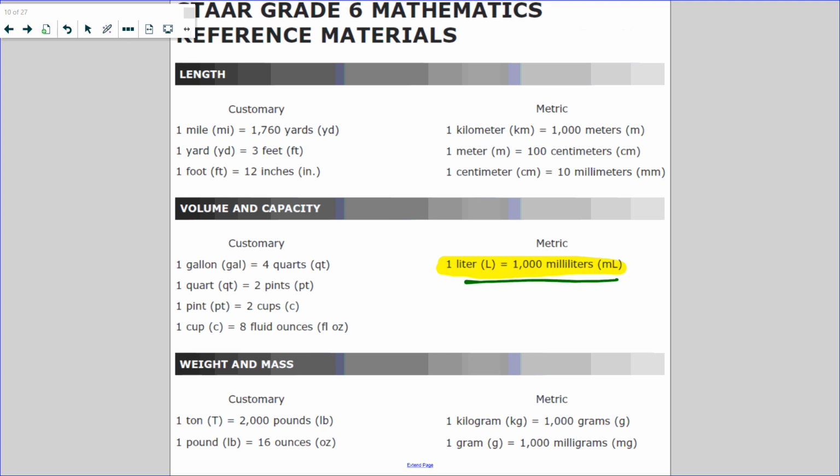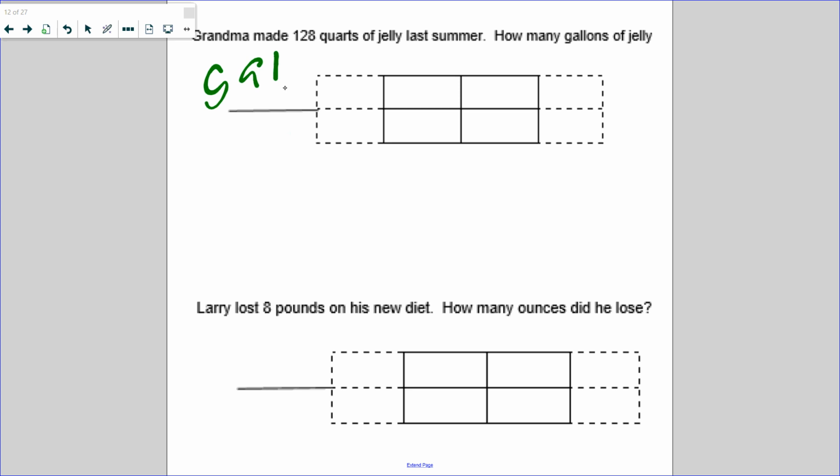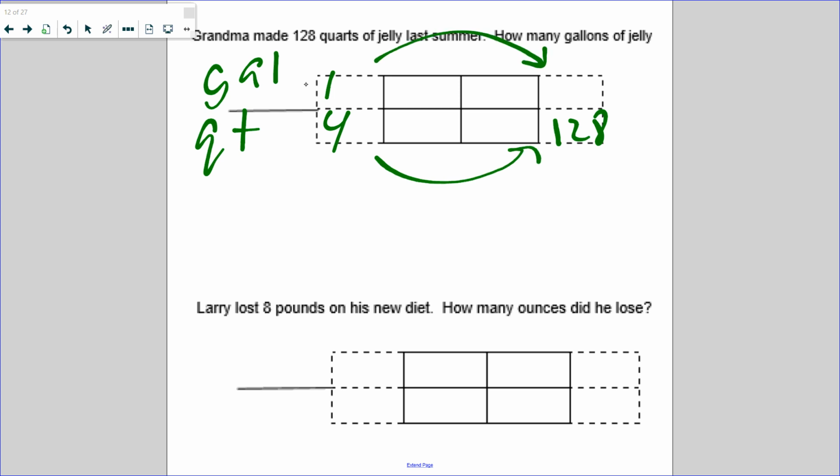So let's look at our chart. Quarts and gallons right here. So let's label this 1 gallon, 4 quarts. There's 128 quarts. So do you want to do a sideways relationship, or do you want to do an up and down relationship? Well, actually, we're turning 4 to 1. How do you break down 4 quarts to 1 gallon? Divide by 4. So 128 divided by 4.